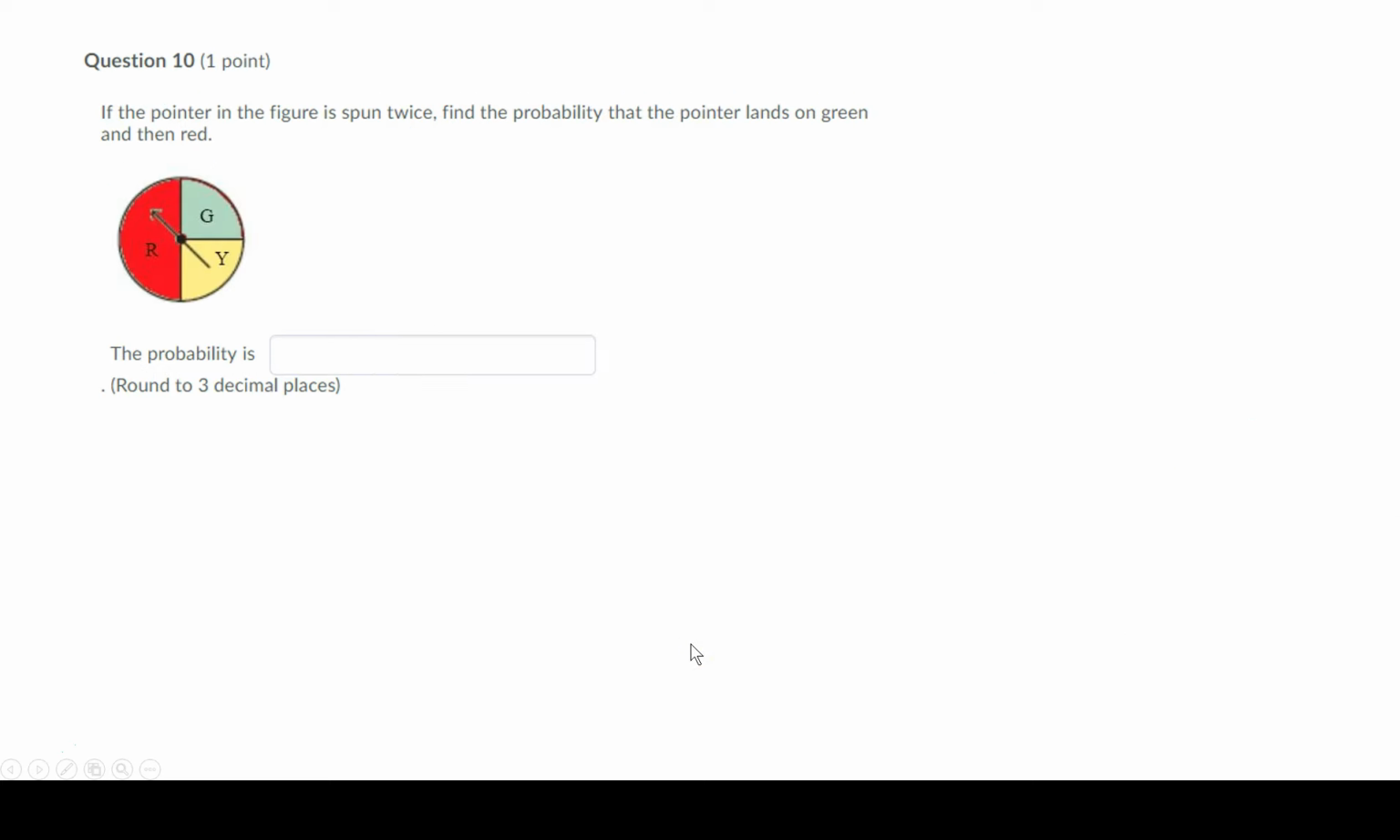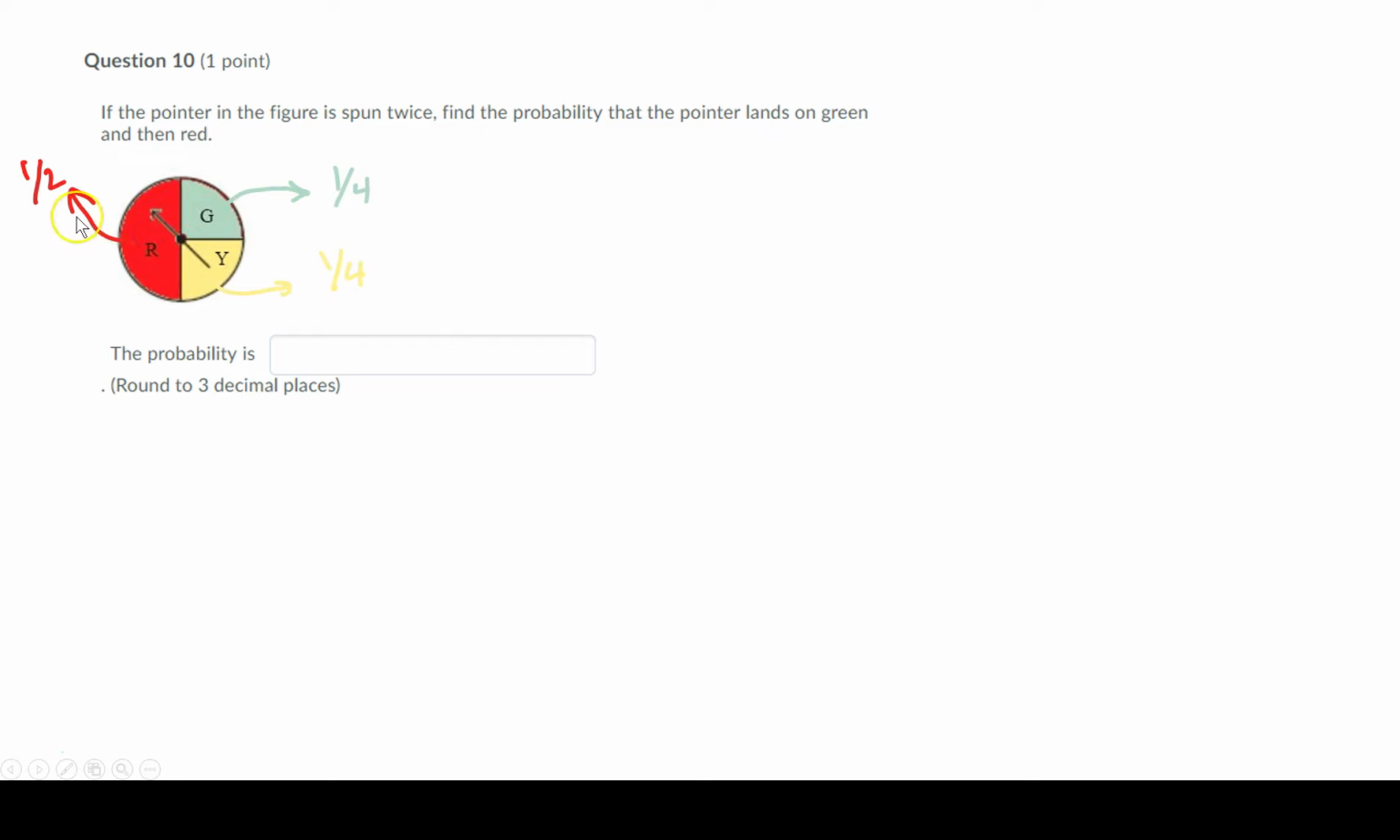Question 10. If the pointer in the figure is spun twice, find the probability that the pointer lands on green, then red. So basically here, whenever we land on a color, the color doesn't disappear. So this is going to be an instance where I have replacement. And that's important to note because when I have instances with replacement and instances without replacement, I have to make adjustments accordingly.